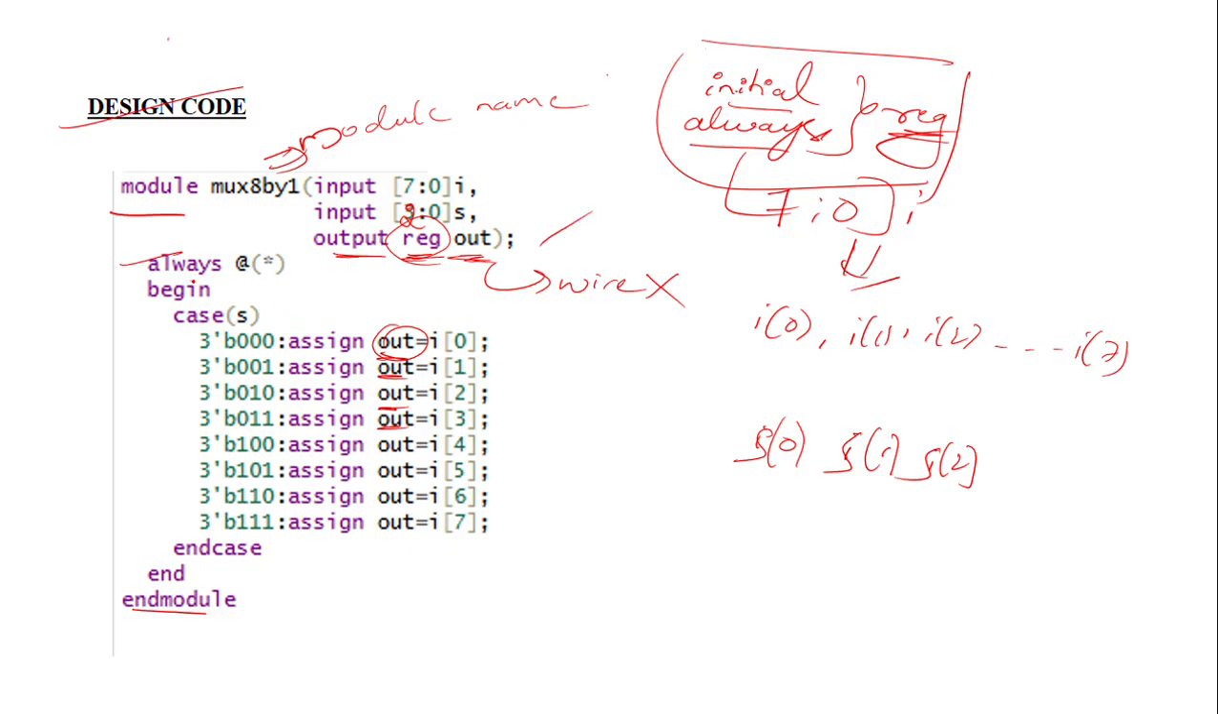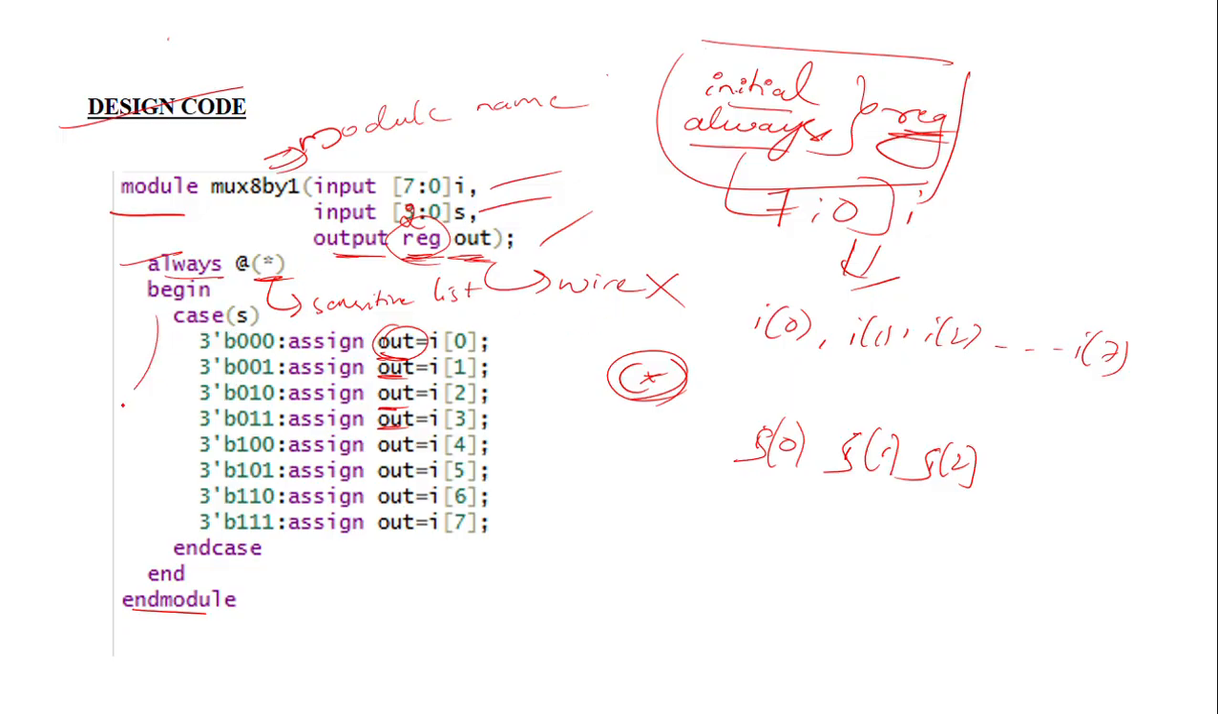Next, look into the always block. Always at the rate has a sensitivity list. Inside it, the star represents all the inputs. What are the inputs here? The 8 inputs and 3 select lines, 11 inputs in total. If there is any change in any one of these 11 inputs, this block is going to execute.